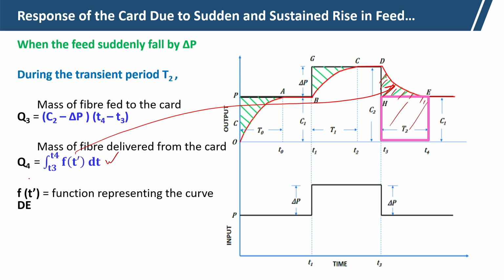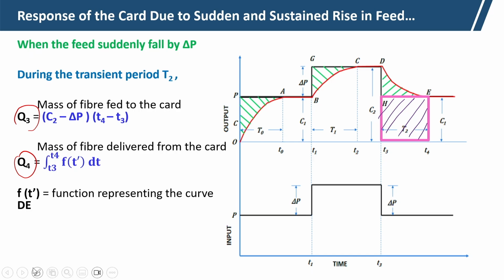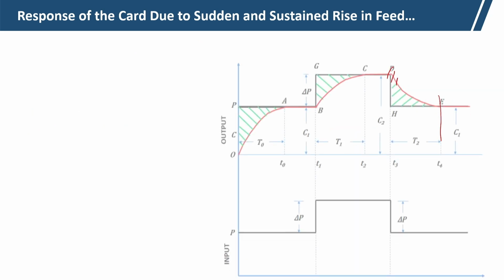So, Q4 we are getting, what is Q4? Q4 is the portion, this is the Q3, okay, and Q4 we are getting, this is total, entire portion is Q4. So, area under this curve is Q4. Okay. So, that means Q4 minus Q3 is the additional load.